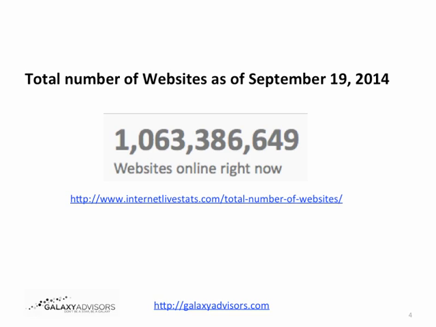The total number of websites as of September 19, 2014 is 1,063,386,649. And you can find those live statistics, as a counter clicks off the number of new websites, at www.internetlivestats.com, Total number of websites. Again, this URL is in the Show More beneath in the YouTube text.